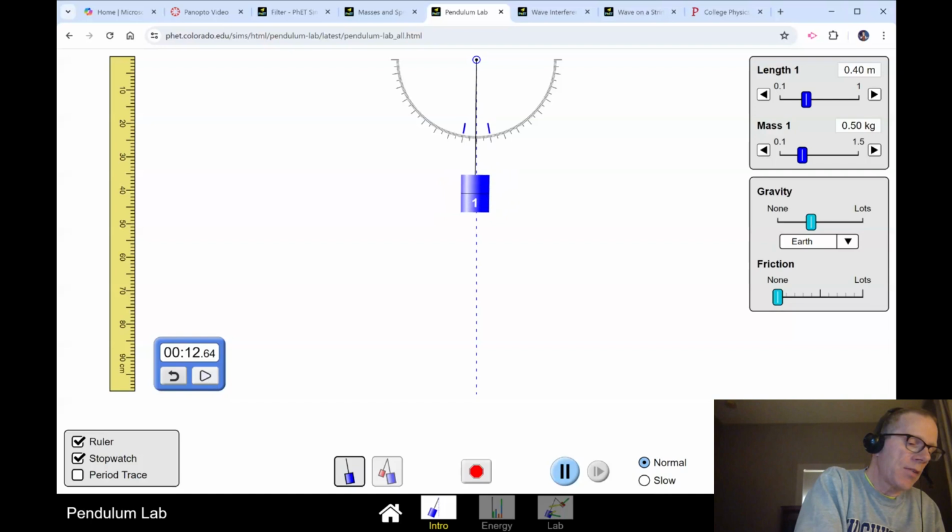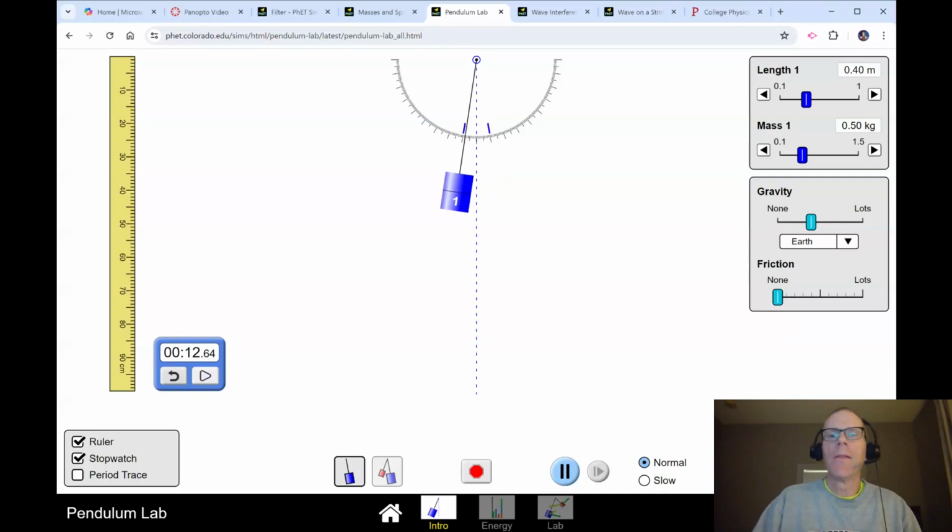So 12.64. And notice when I did it on Jupiter, I got about 8 seconds. So it looks like when we do it at different mass, we get the same period, whether we're on Earth or on Jupiter. We get different periods with Jupiter and Earth, but the same whatever the mass is. So again, think about how that fits with formula 16.29 in the book.